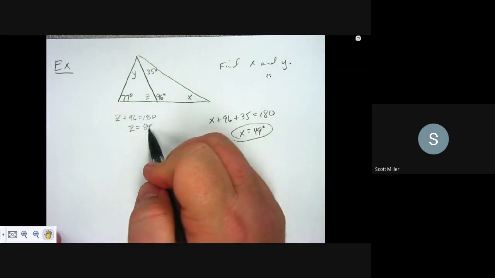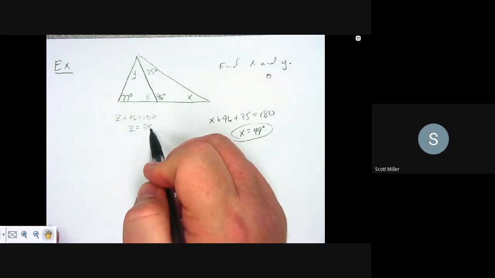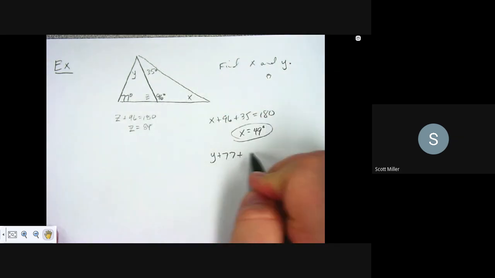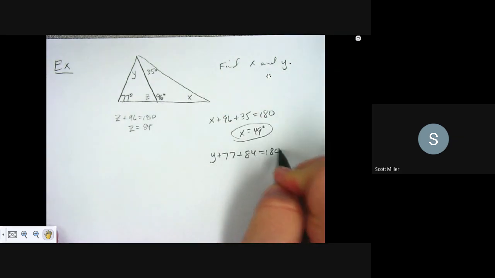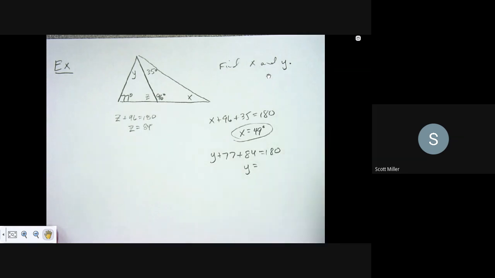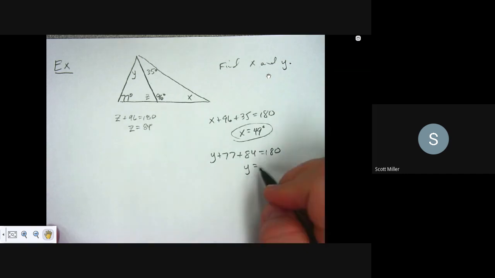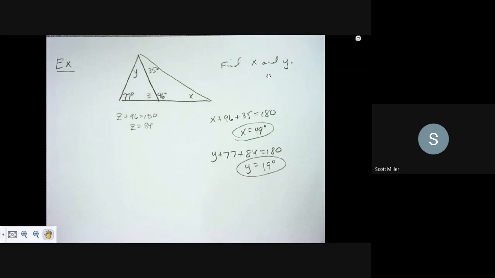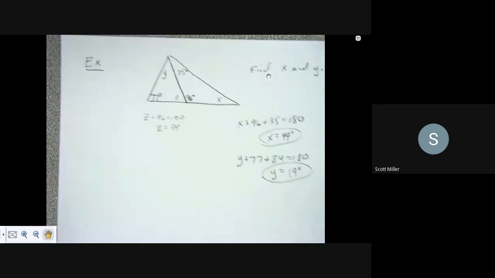And because we found 84 already, I can do the same thing there. So y plus 77 plus 84 is 180, and then I can find y accordingly. And I get 19. And that's how you can use some of the angles of a triangle. There's other ways to do those problems, but that's just one way that I have.